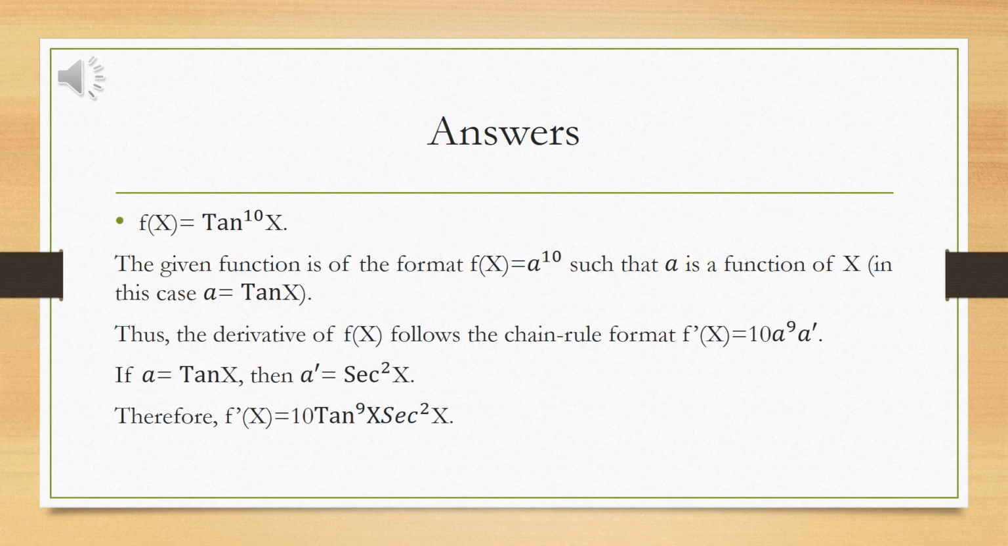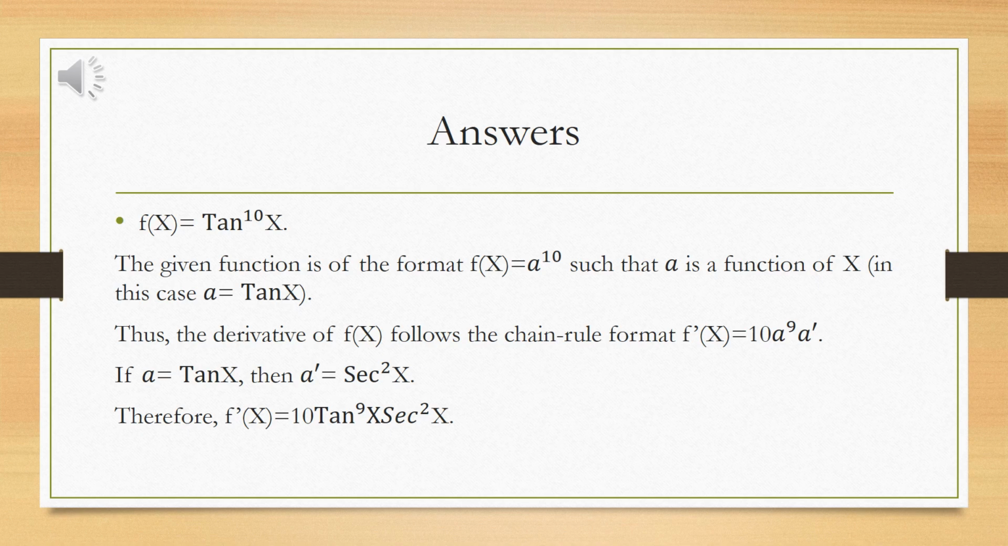F of x equals tangent x, all of it to the power 10. The given function is of the format f of x equals a to the power 10, such that a is a function of x. In this case, a equals tangent x. Thus, the derivative of f of x follows the chain rule format.